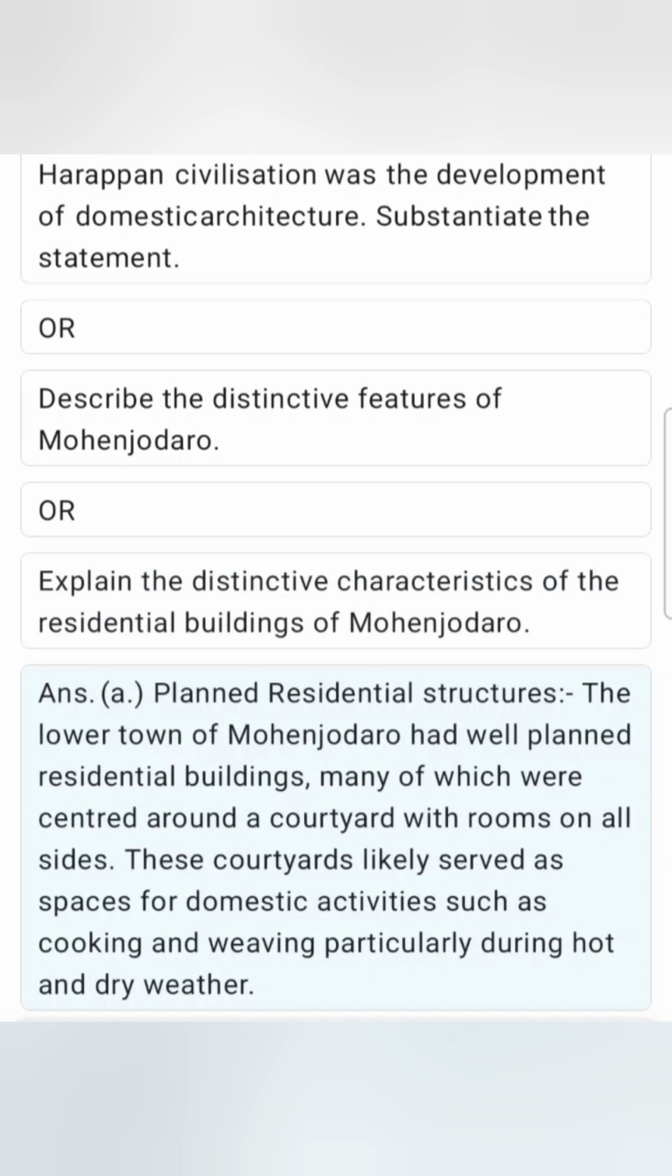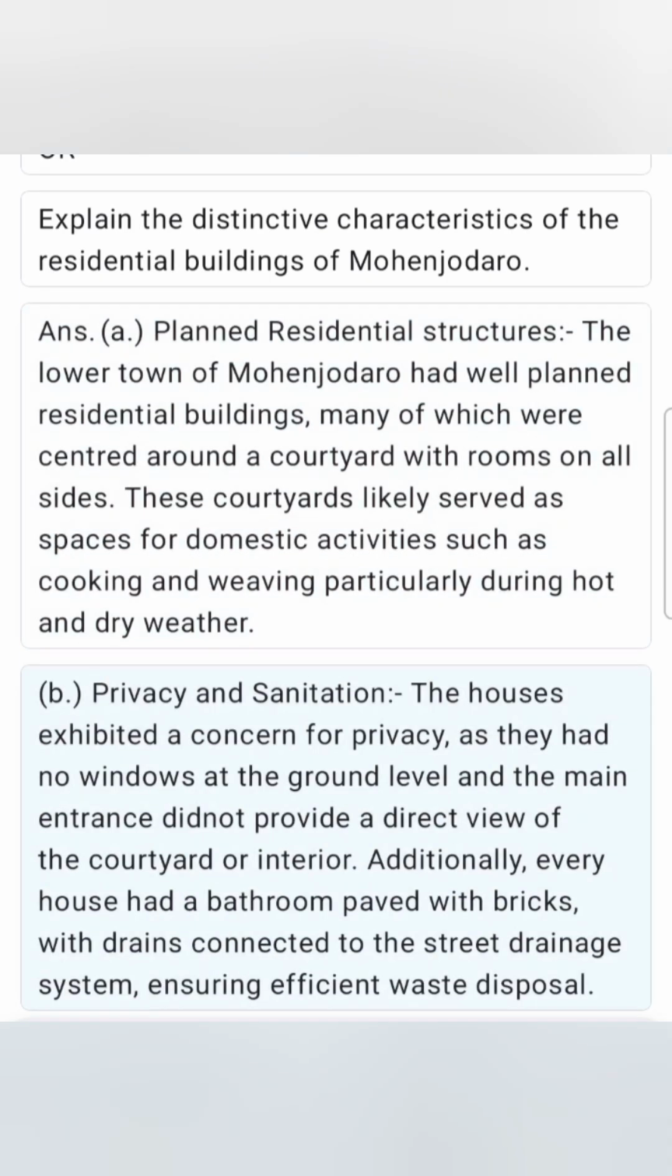Ans. A. Planned residential structures. The lower town of Mohenjo-daro had well-planned residential buildings, many of which were centered around a courtyard with rooms on all sides. These courtyards likely served as spaces for domestic activities such as cooking and weaving, particularly during hot and dry weather.